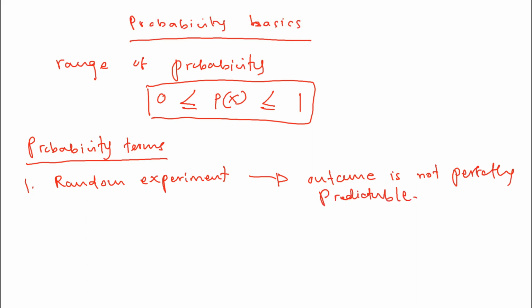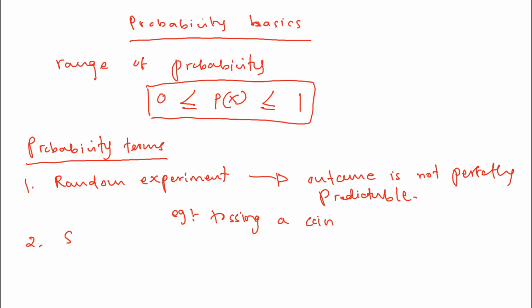For example, tossing a coin. When you toss a coin, you don't know whether you will get head or tail. So the outcome is not perfectly predictable until it's complete. So that's called a random experiment. Then you need to know about the sample space.